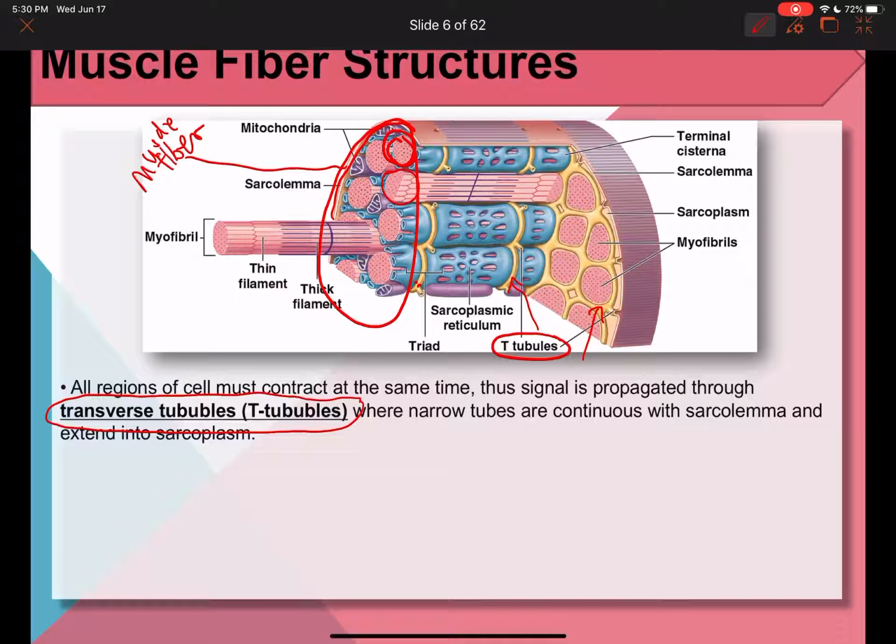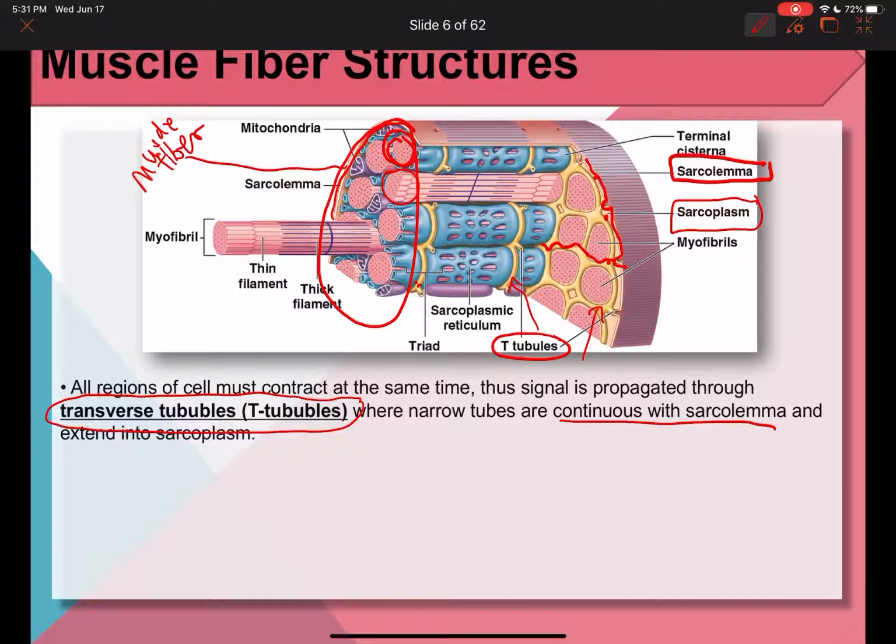They are narrow tubes that are continuous with the sarcolemma, the plasma membrane of the muscle fiber, and extend into the cytoplasm, which is the sarcoplasm for the muscle fiber. So this right here is the sarcoplasm, the nude color background, and then you have your sarcolemma, which is that line right there that goes around. It dips into the T-tubules, which then go towards each of those myofibrils and into those blue things that we'll know what they're called in a bit.